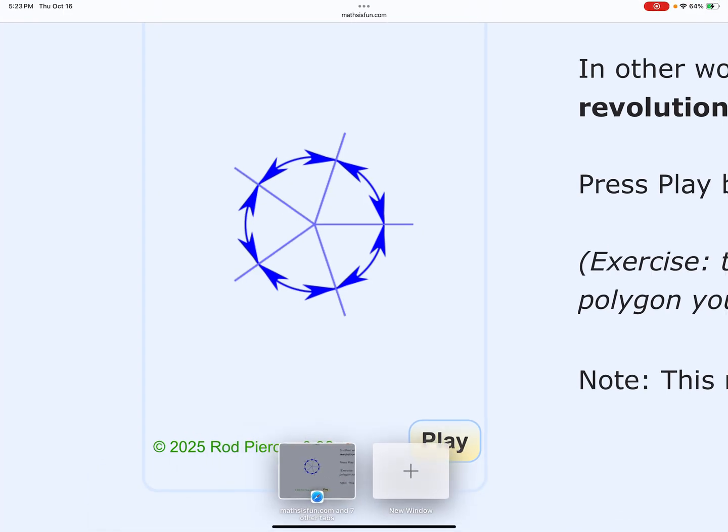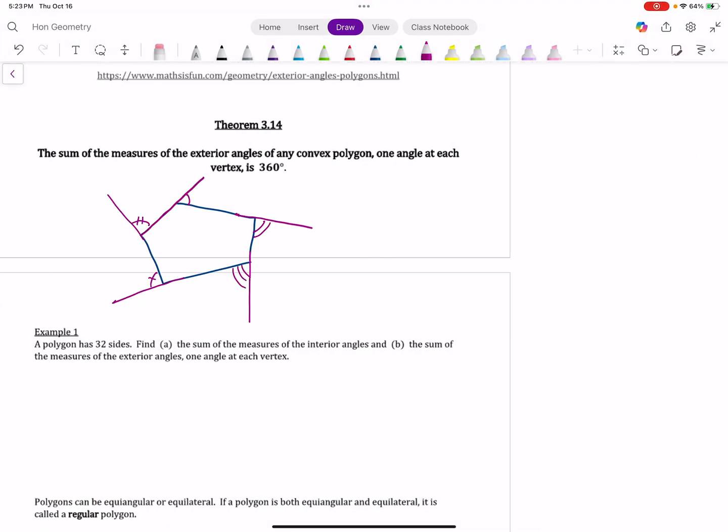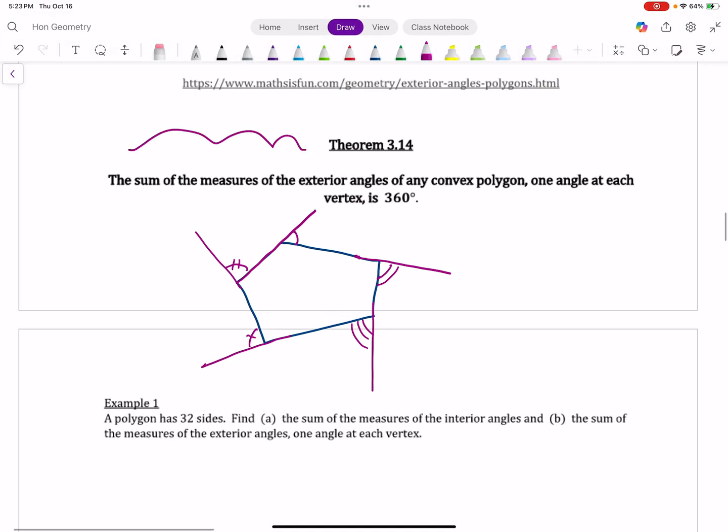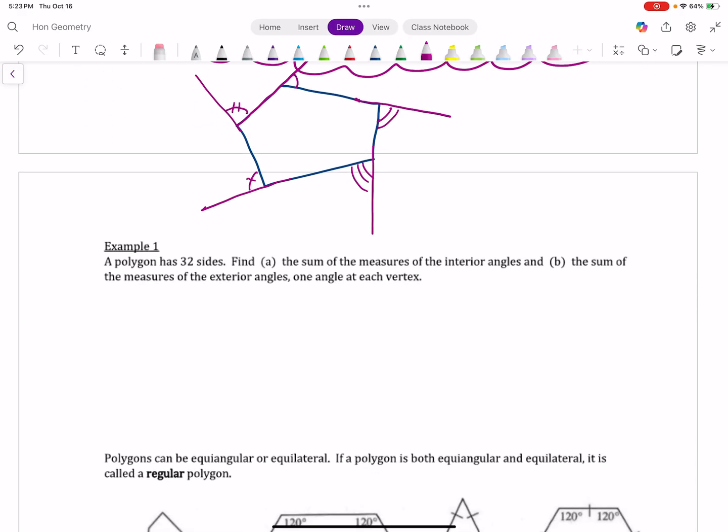Oh, that's not what I wanted. Oh, no. Right here, that's what I wanted. It doesn't matter how many sides there are. The sum of the measures of the exterior angles of any convex polygon is 360 degrees. Doesn't matter the sides. So here's some example problems. This is where they start getting super fun.